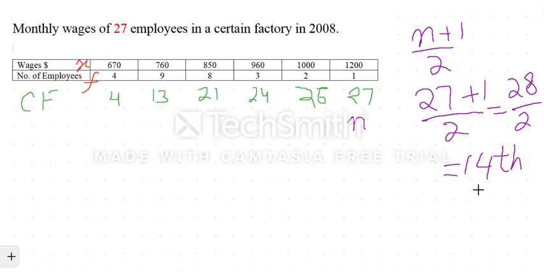But we need the number which is on the 14th position. You can see here, from 1 to 4, there is 670. From 5th to 13th, there is 760. And from 14th to 21st, there is 850. So on the 14th position, there is 850.